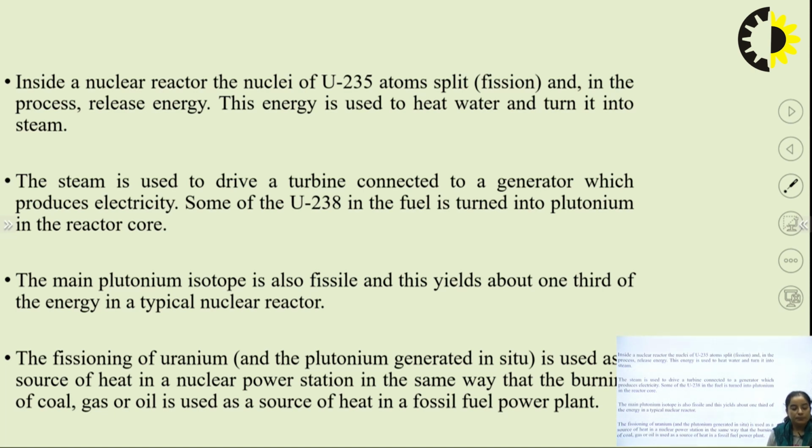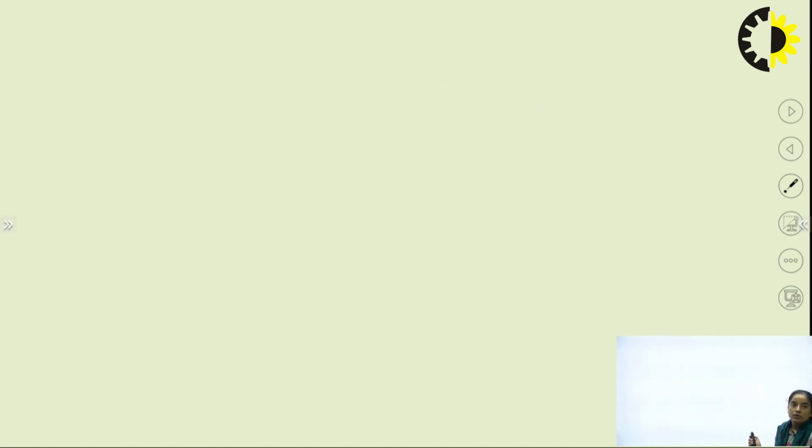In the fission process, enormous energy is released. By fissioning of uranium and the byproduct plutonium, enormous energy is released in the nuclear reactor, and this energy is used for generating steam in the nuclear plant, in the same way we use coal, gas or oil in the conventional power plant.